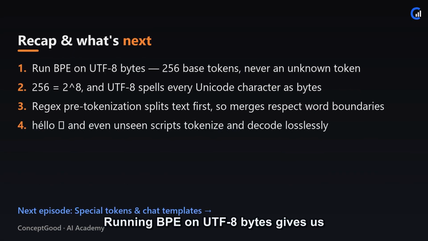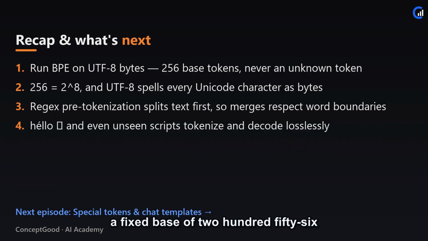Running BPE on UTF-8 bytes gives us a fixed base of 256 tokens and removes unknown tokens entirely. Regex pre-tokenization splits the text into words, numbers, punctuation and white space before BPE, so every merge respects word boundaries. Our tokenizer now handles accents, emoji, and scripts it has never seen.